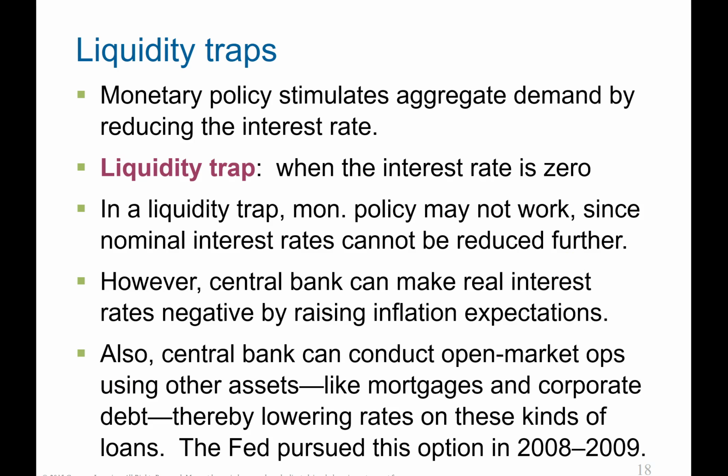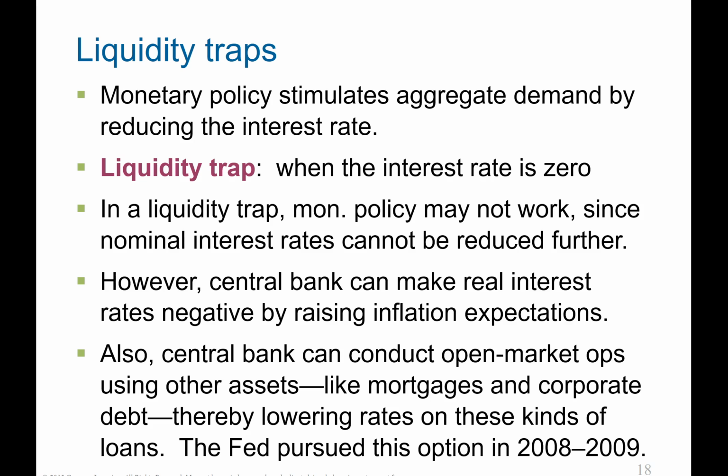And that is one thing that they can try. They try to avoid that because you can set these goals or these expectations, but relying on them is kind of tricky. The other thing the central bank can do, and this is something they have done not too long ago, is they can conduct open market operations using other assets.